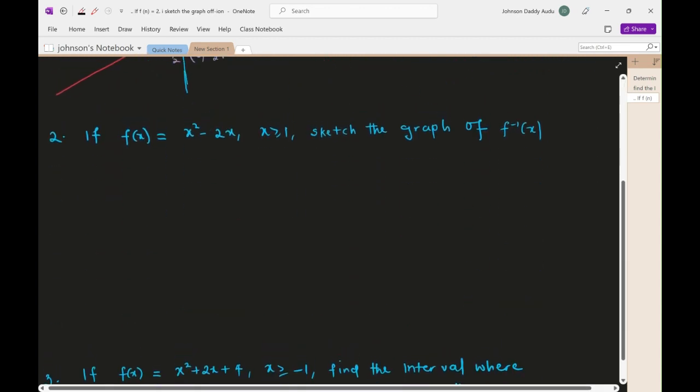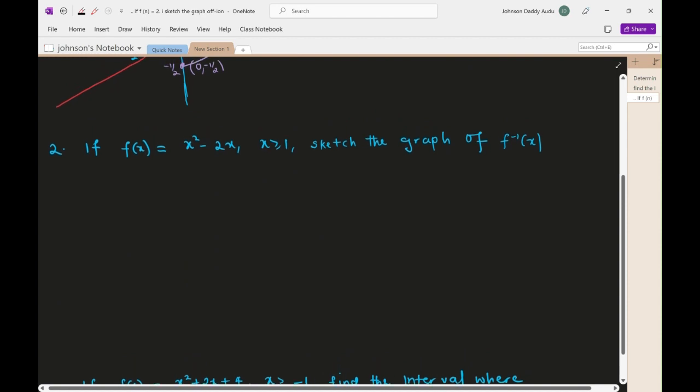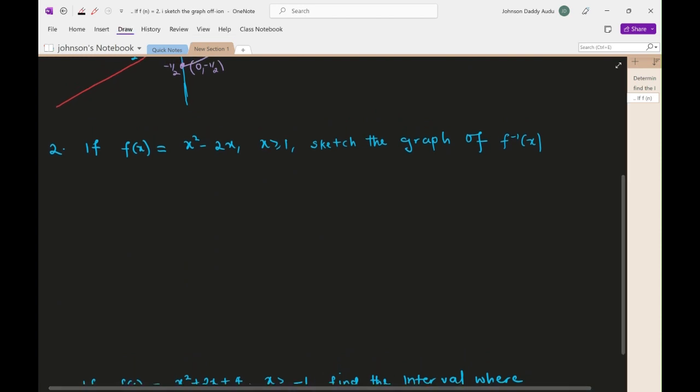Number two is this one. Also here, we will need to graph the original function. Now, to graph the original function, we have two options. It's either we use completing the square or we just find the vertex directly. For example, this is a parabola, so we can find h, which is just minus b over 2a.